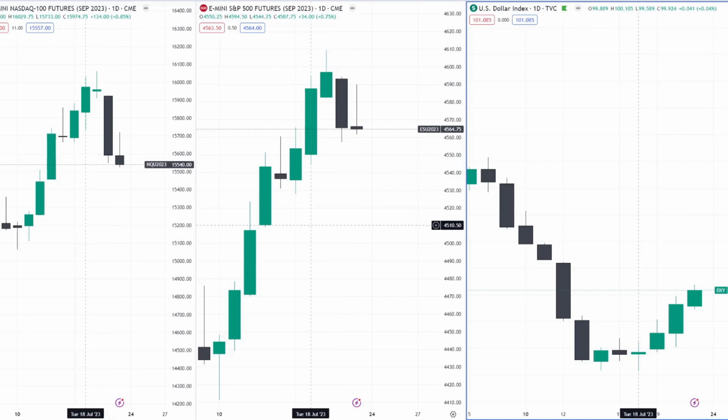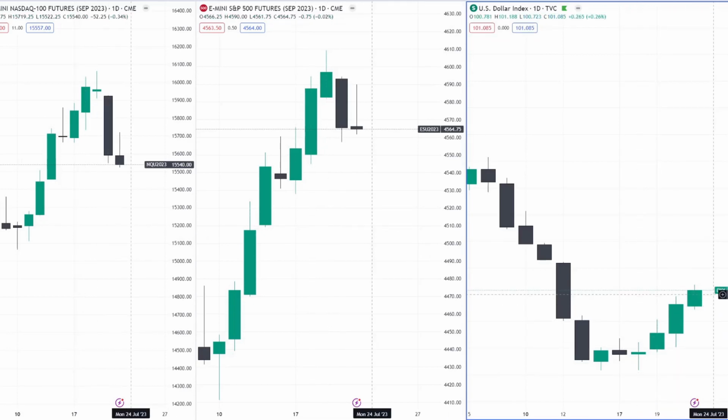On the S&P, what we've got is a volume imbalance that's way below here. I don't know if we're going to get it on the last full week of July, but that resides at 4510 by 4507 and change. So that's right here. And on the dollar on the far right, we've had a multi-day upthrust, and we have a volume imbalance above at 101.6 and change. Those are the zones and areas on the higher time frame.